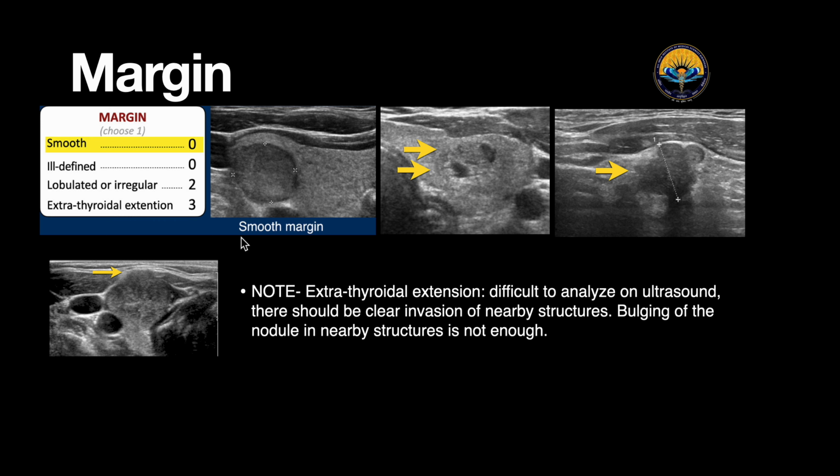Next is margin. If we see the lesion has well defined or smooth margins, like here they are smooth margins, it's given a score of 0. This was smooth and this was somewhat ill defined margins, so they both were given a score of 0. Here we can see it's irregular, or we can see lobulated margins, then we give a score of 2. It's important to note here there is no scoring of 1. It's either 0 for a smooth or an ill defined margin, and it's straight away a score of 2 for an irregular or a lobulated margin. Here also it's a lobulated margin, so it's again a score of 2.